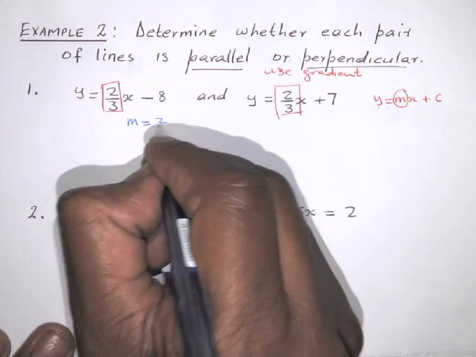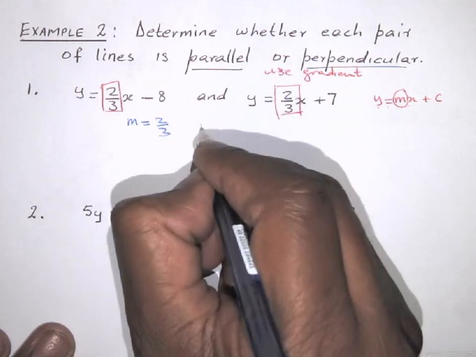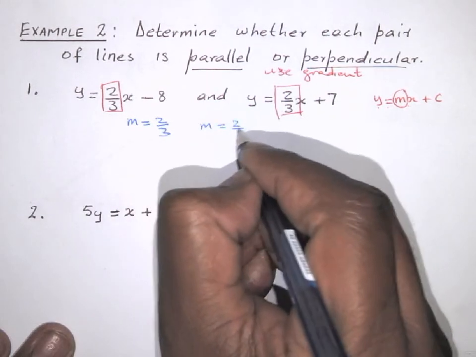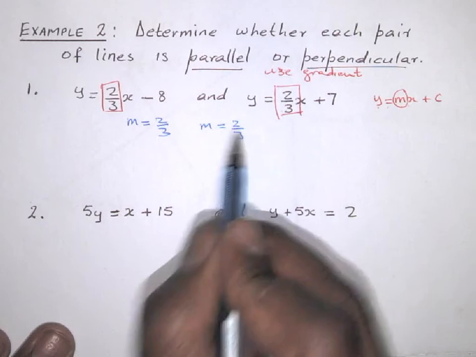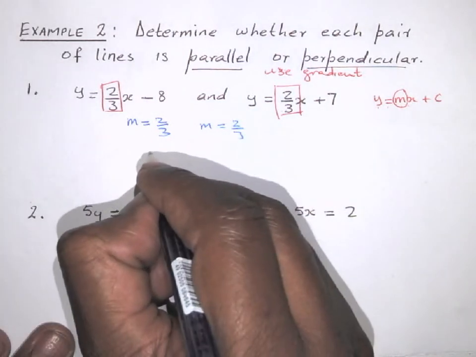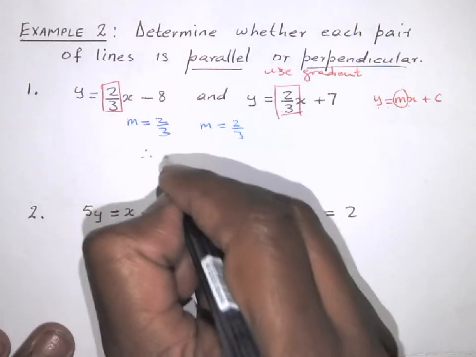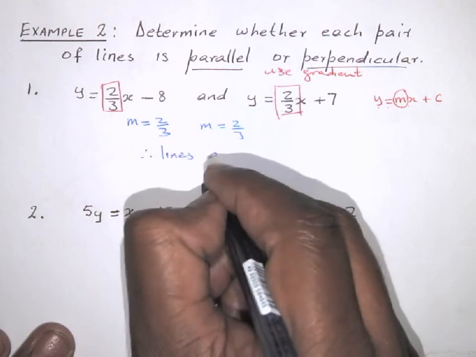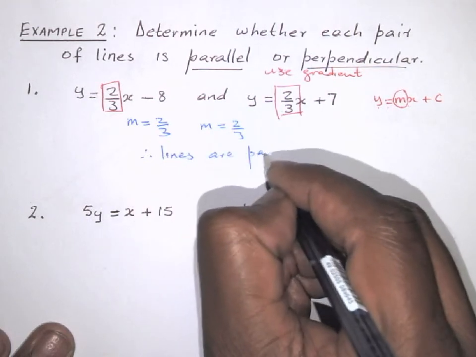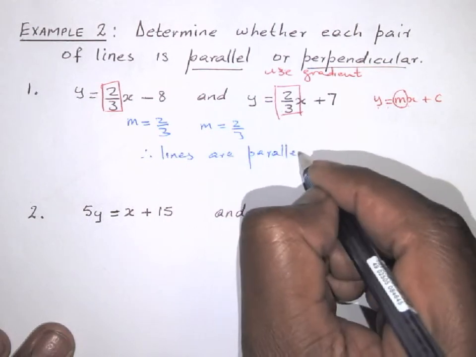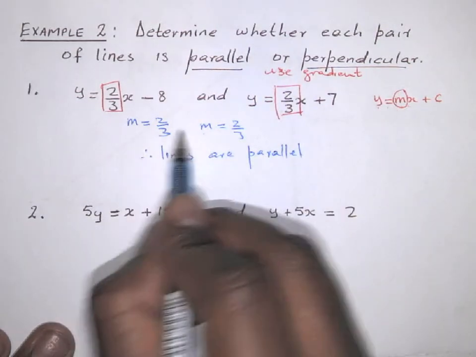So the gradient here is equal to 2 over 3. And the gradient over here is also 2 over 3. So the gradients are the same. Because the gradients are the same, we say therefore the lines are parallel. So if the lines are parallel, it means that their gradients are equal.